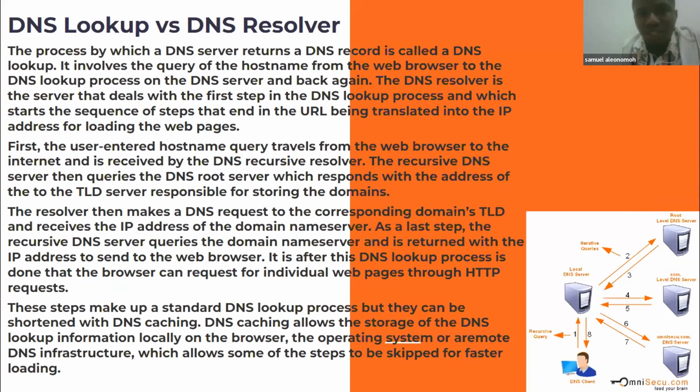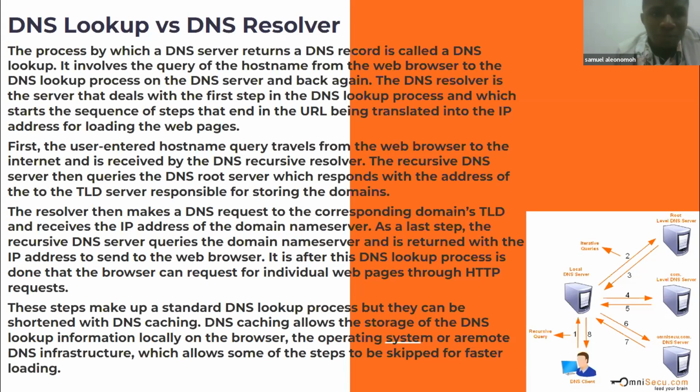The process by which a DNS server returns a DNS record is called a DNS lookup. It involves the query of the hostname from the web browser to the DNS lookup process on the DNS server and back again, what we explained. The DNS resolver is the server that deals with the first step in the DNS lookup process, and which starts the sequence of steps that end in the URL being translated into the IP address for loading the web pages. So the DNS lookup is a process, and the DNS resolver is the first step in it.